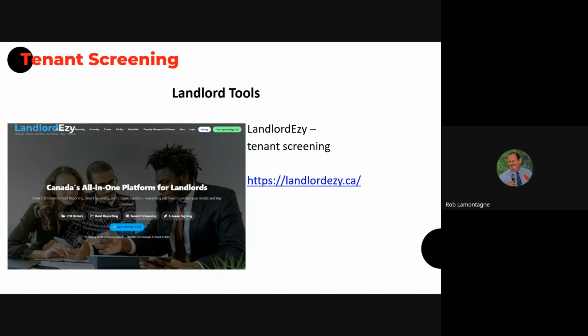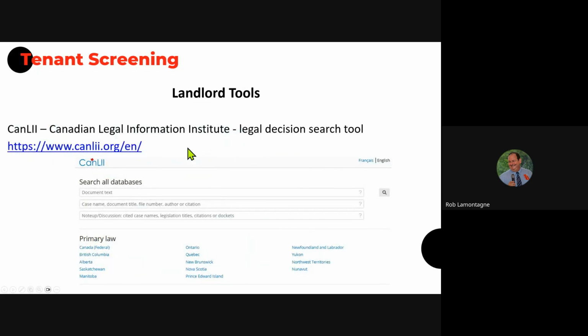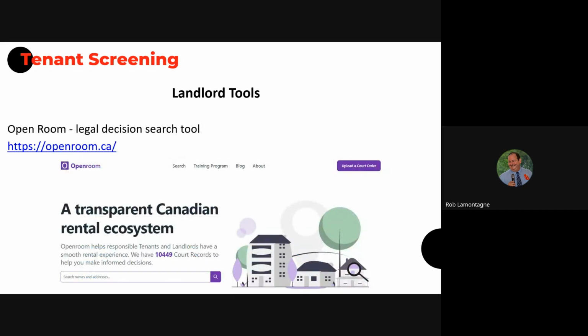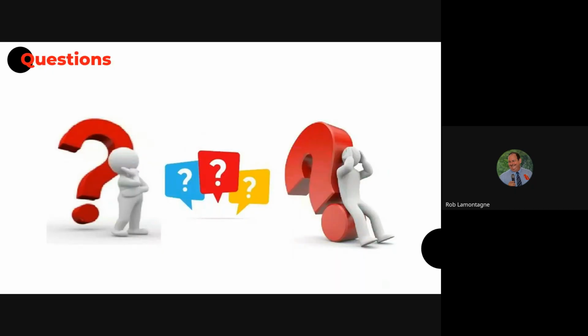Okay, so there's Landlord Easy that helps with tenant screening. If you sign up with Landlord Easy, there's an application, and the tenant processes their application through Landlord Easy. Okay, Canly is very useful. You can search Canly for legal decisions. So if a tenant has been evicted, you can find that they were evicted, and you can find what the judgment was. Same thing with Open Room. Open Room will allow you to search for tenant evictions. And that's it.